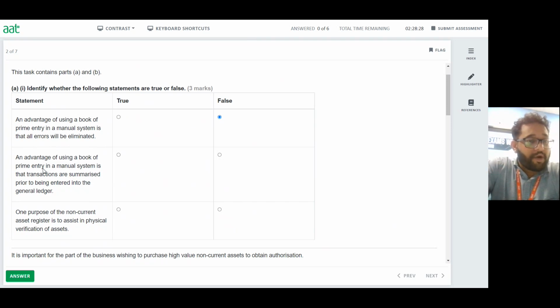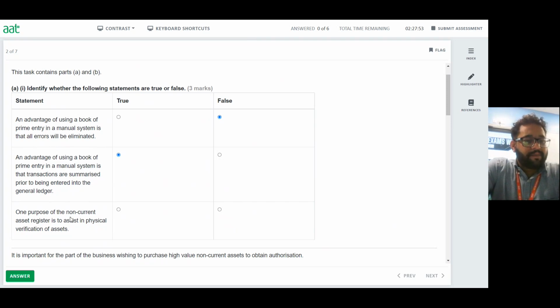The advantage of using books of prime entry in a manual system is that transactions are summarized prior to being entered into the general ledger. That makes absolute sense, because remember, books of prime entry such as sales day book, purchase day book, returns day books, discount day books, allowed, received, whichever it is, we will enter every one of the invoices and credit notes in there individually, and then we will summarize them, get their totals, VAT and net columns, and then we will move them into the general ledger. So this is absolutely right, and it's going to be a true statement.